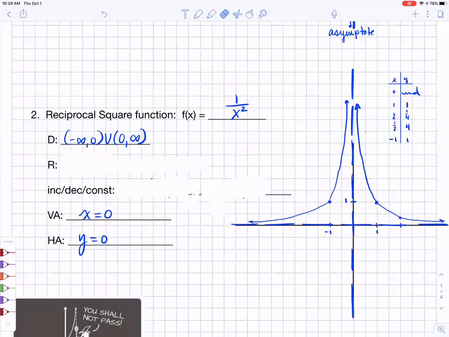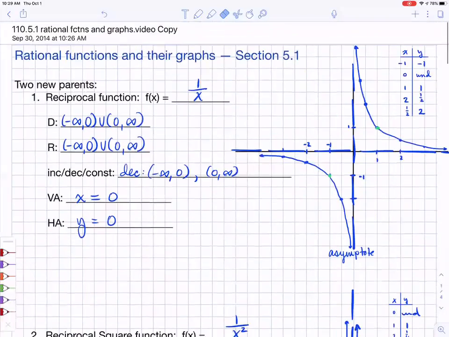What else? Somebody else give me the range. And what do you got on the 0? Good. Because I don't have anything down below. That's different than this one.